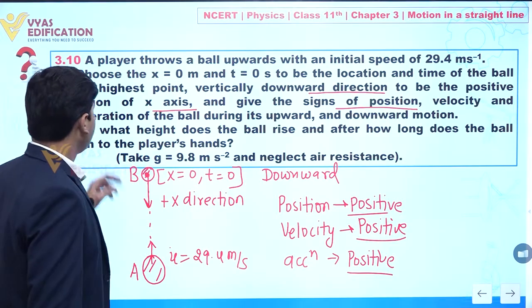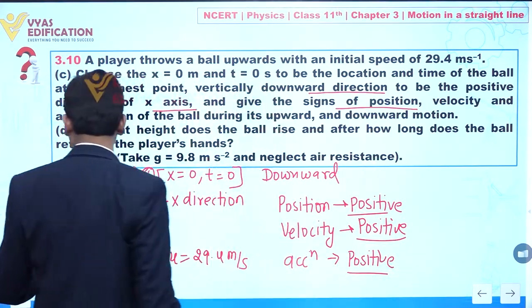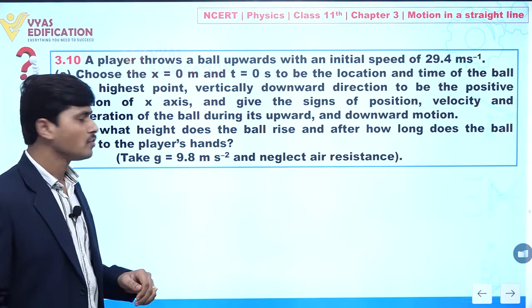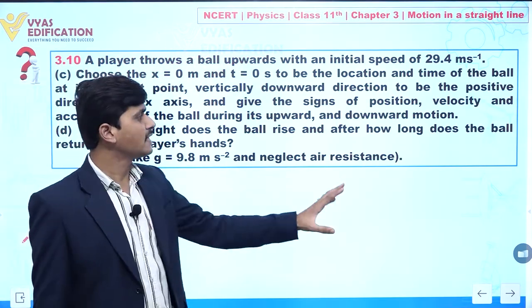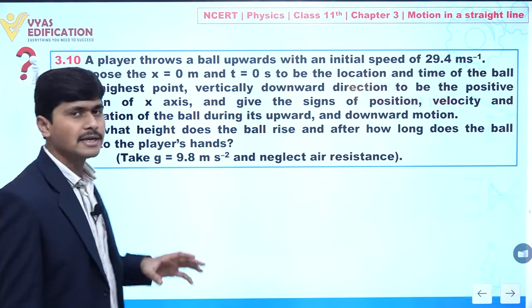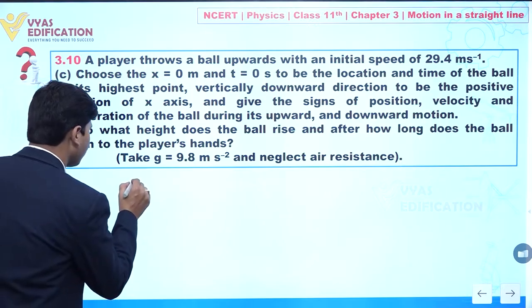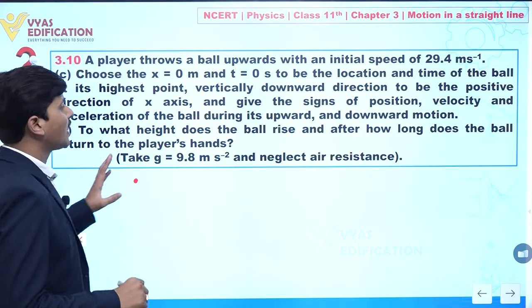Clear? Now part number D is given to you. To what height does the ball rise, and after how long does the ball return to the player's hand? Clear? So now we can say when we are taking to what height the ball rises.